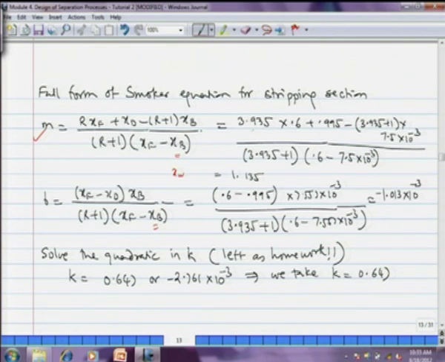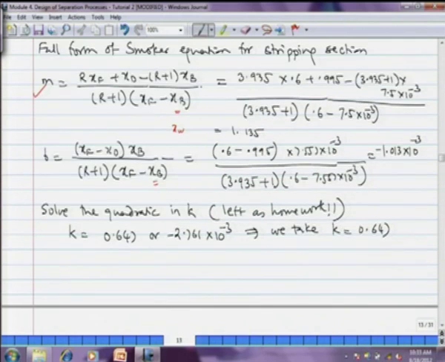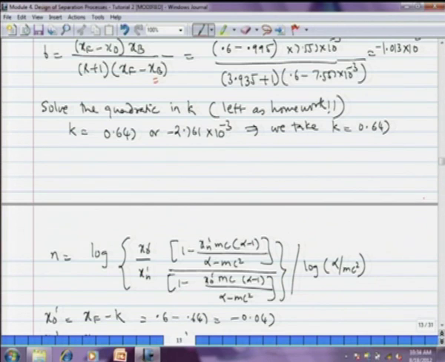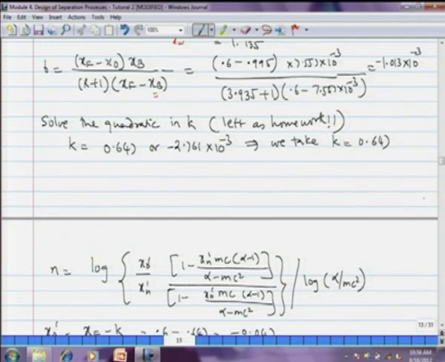We have r equal to 3.935, xf equal to 0.6, xd 0.995, r equal to again 3.935, xb equal to 7.5 into 10 to the power minus 3. So, after putting all these values, we get the slope of the operating line of the stripping section as 1.135 and the y intercept as minus 1.013 into 10 to the power minus 3. And again we have to go exactly the same way. We have to solve the quadratic for k; exactly the same equation that we solved for the rectification section has to be solved.